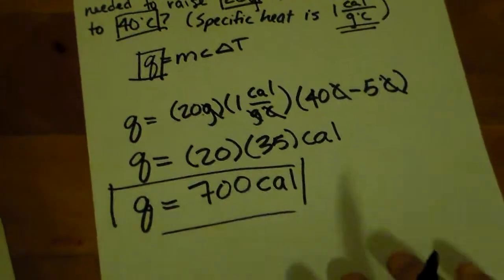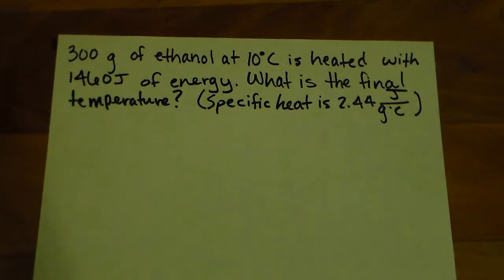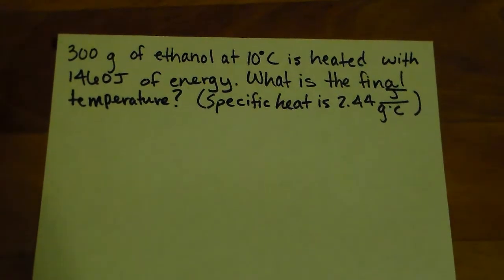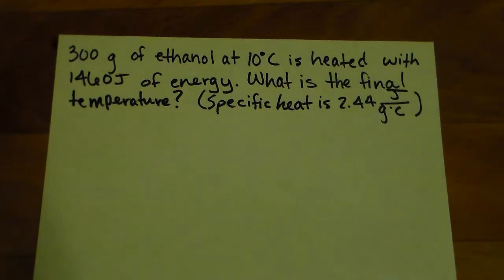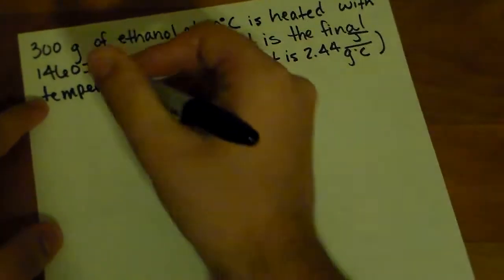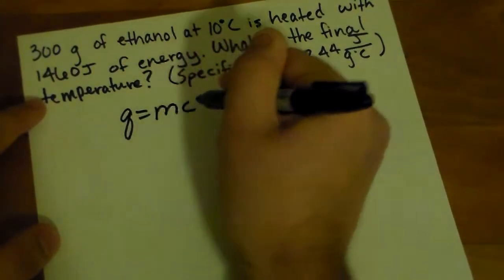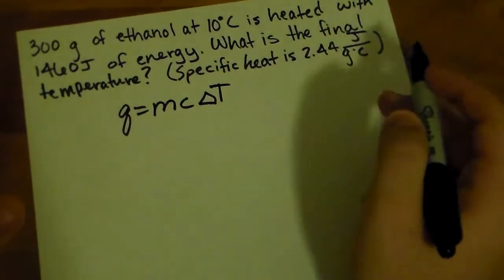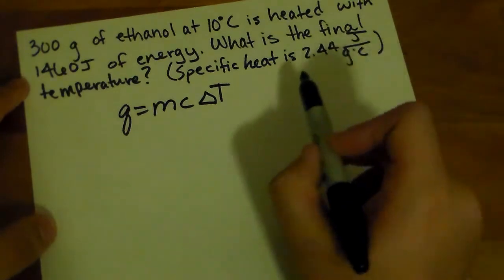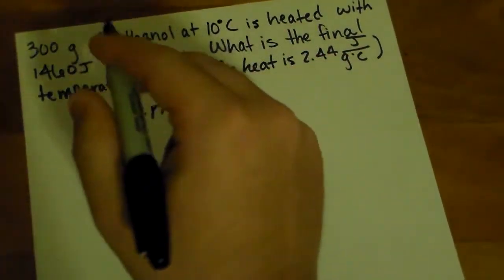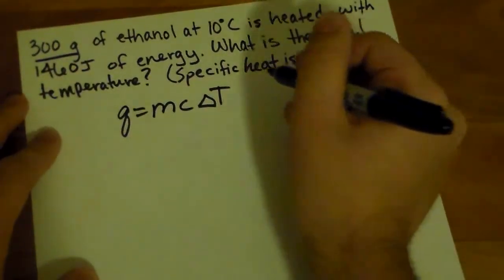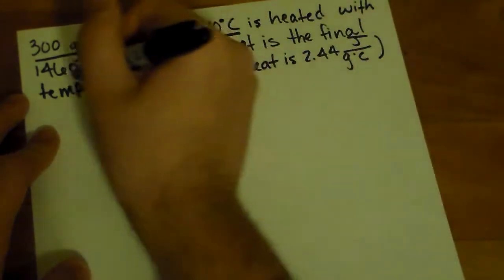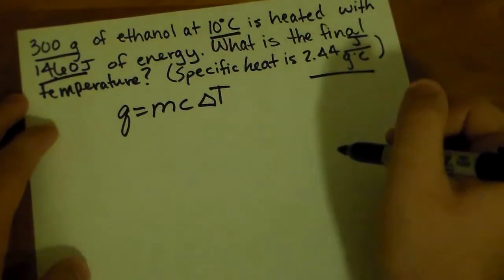So let's now go to our second problem, which is 300 grams of ethanol at 10 degrees Celsius is heated with 1,460 joules of energy. What is the final temperature? The specific heat of ethanol is 2.44 joules per gram degree Celsius. So, we'll again write out the equation Q equals MC delta T. We are asked to find the final temperature. We have been given our mass, our initial temperature, our heat and our specific heat.